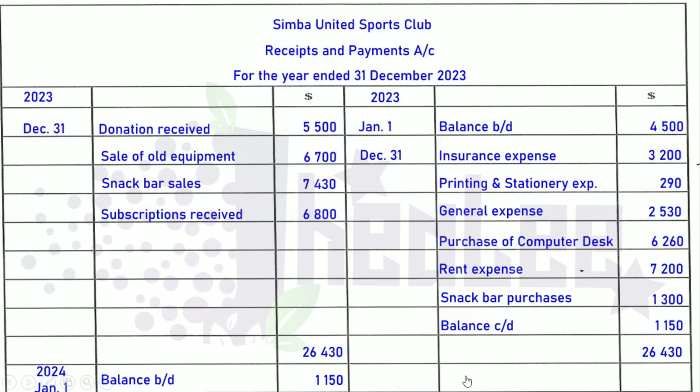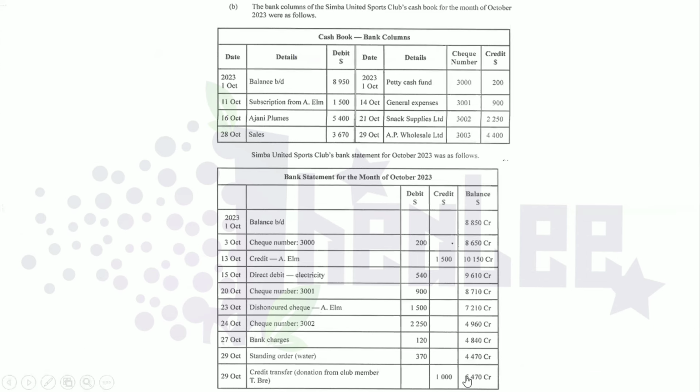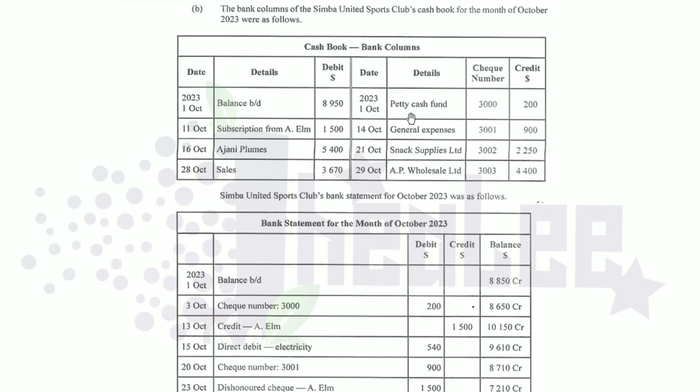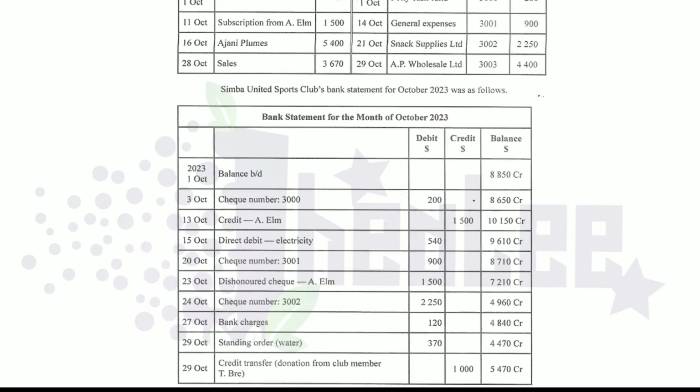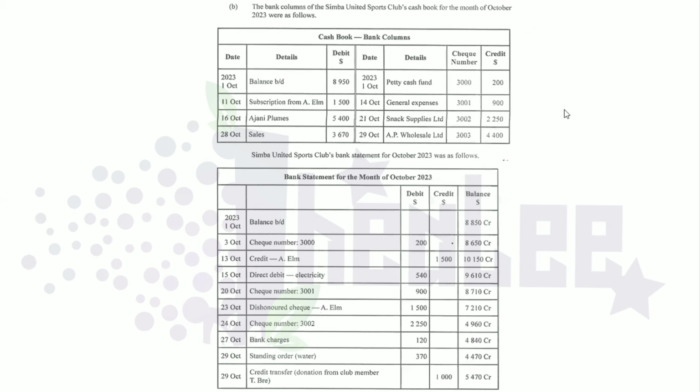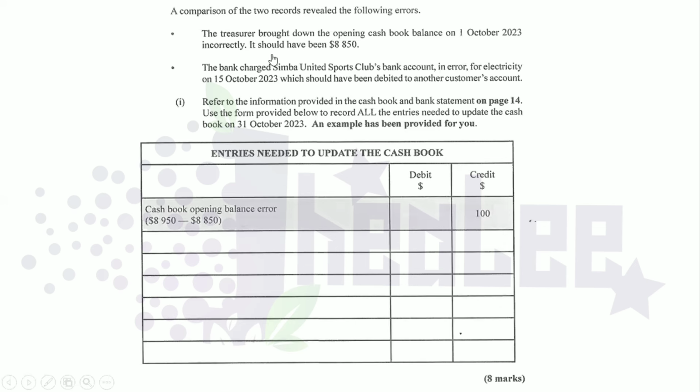Now, our next task for this question is testing our knowledge on bank reconciliation statements. So this is part B of the question. The bank columns of the Simba United Sports Club's cash book for the month of October 2023 were as follows. And notice you have received the cash book, and you have also received the bank statement for the same month of October 2023. Now, additional information presented is that a comparison of the 2 records reveal the following errors.